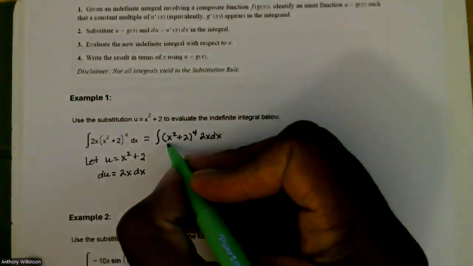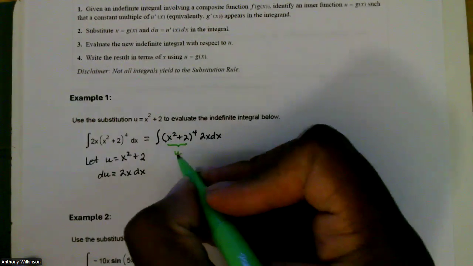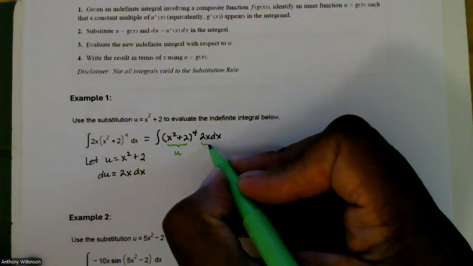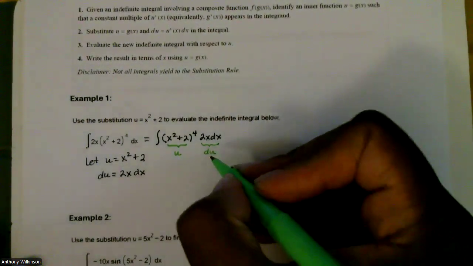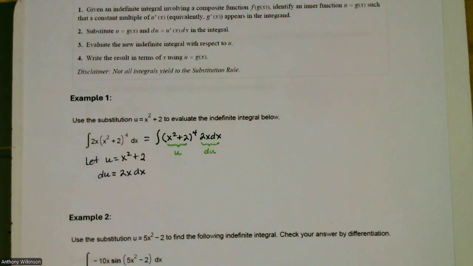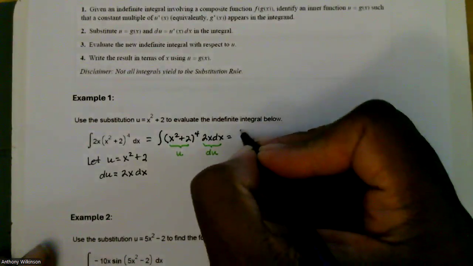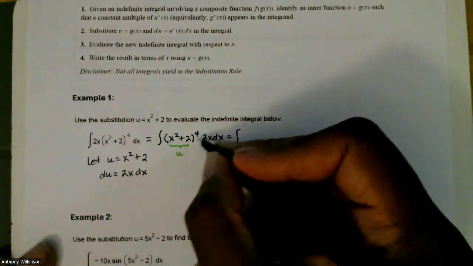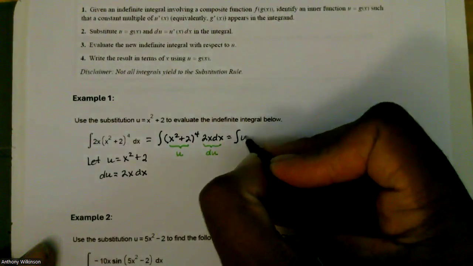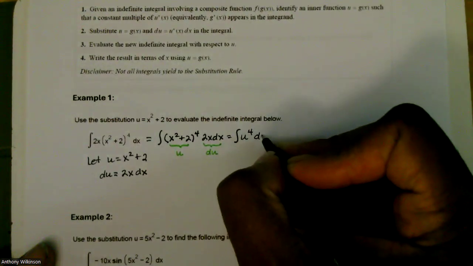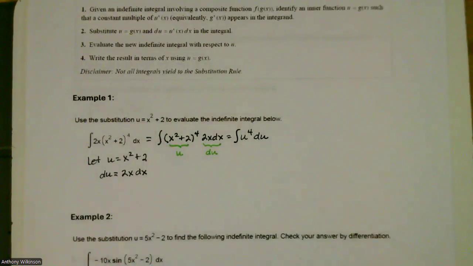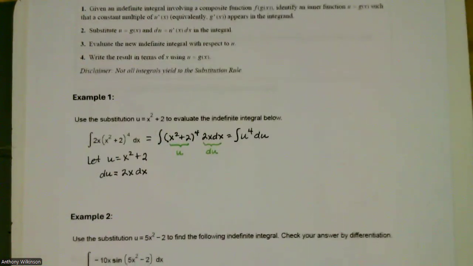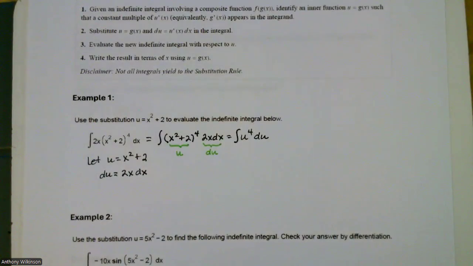So in this case here, that x squared plus 2, that's your u, and the 2x dx, that's going to be du. So here's what I'm going to have. The integral of this u will be to the fourth power, so it's going to be u to the fourth du. And then after that, we can just go ahead and use the power rule to integrate this, because now it's in a more simpler form.